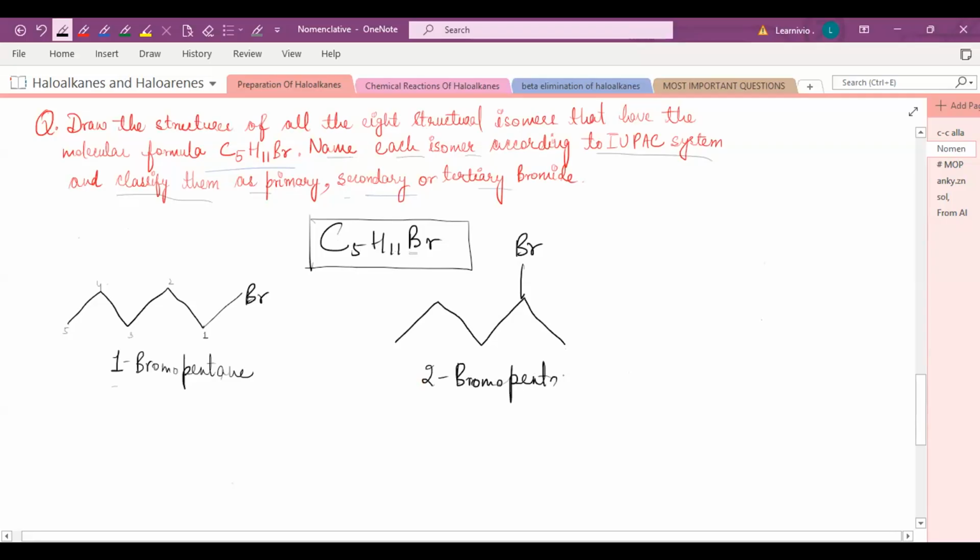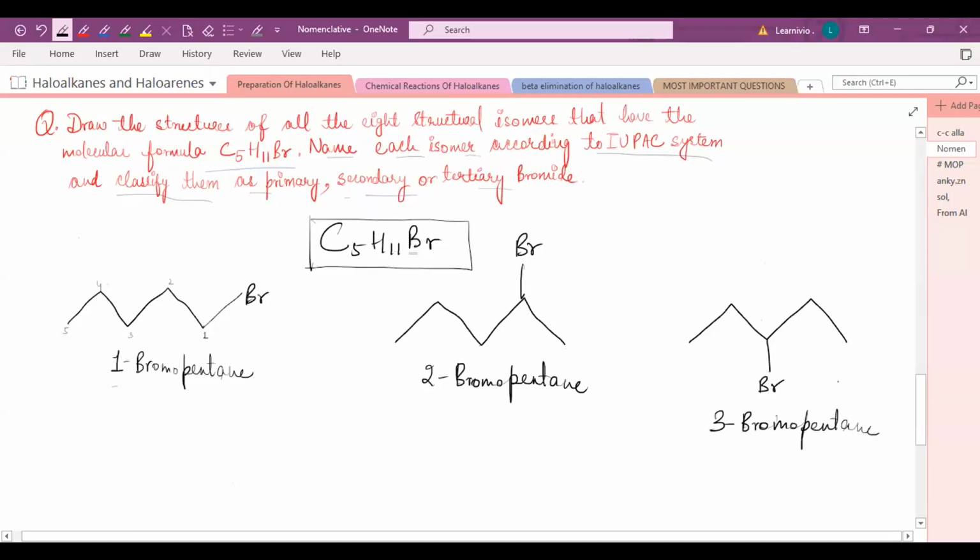Okay, let's shift this bromine to the third carbon. So 1, 2, 3, 4, 5. When you shift this bromine, you will get this. So what will this be? This is 3-bromopentane. Good.